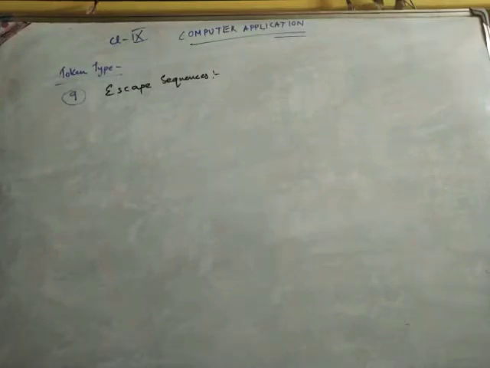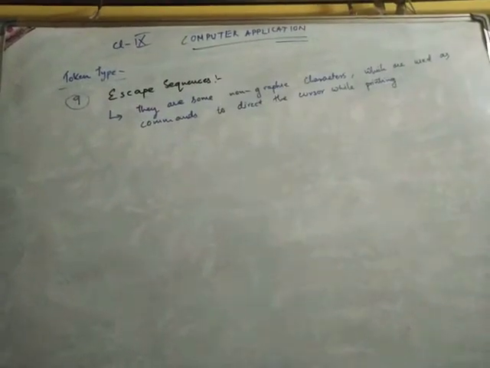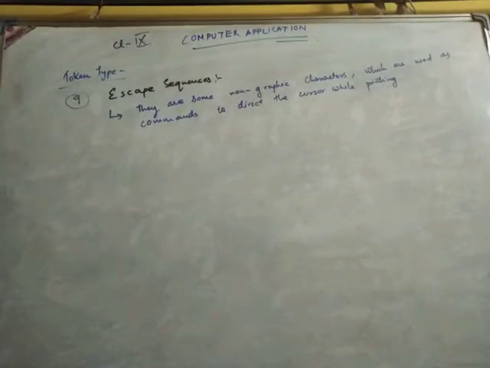Now in this video I'll be discussing the next type of token, that is escape sequences. What are escape sequences? The definition of escape sequences: they are some non-graphic characters which are used as commands to direct the cursor while printing. So they are non-graphic characters used to direct the cursor while printing.